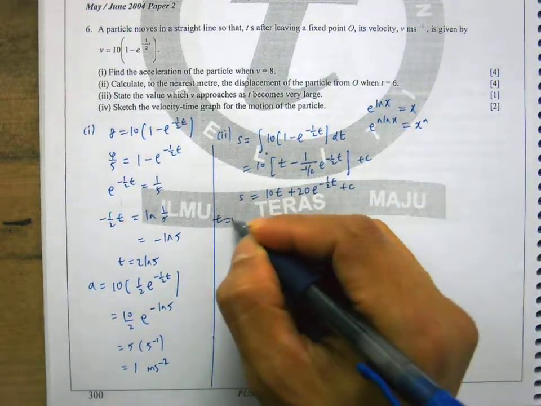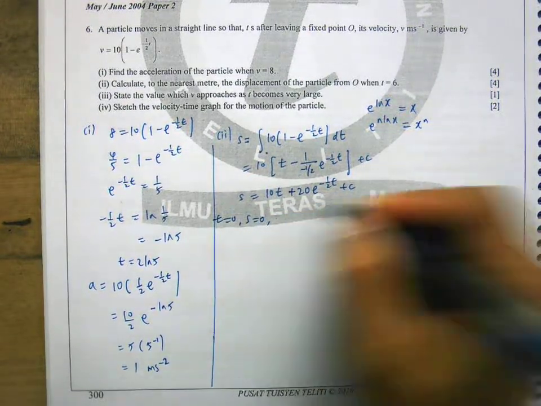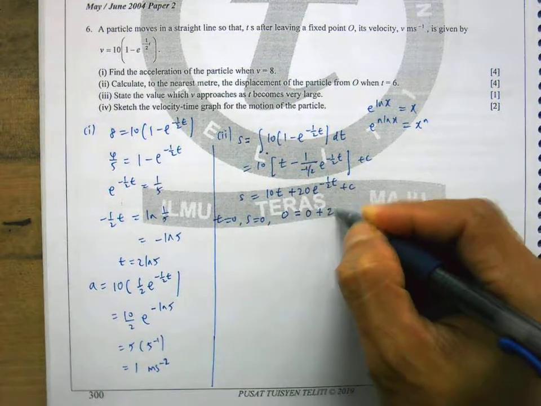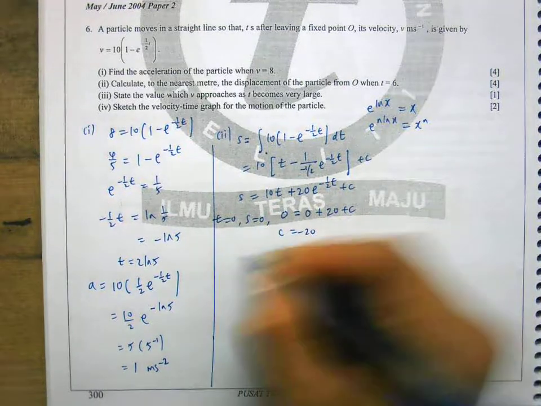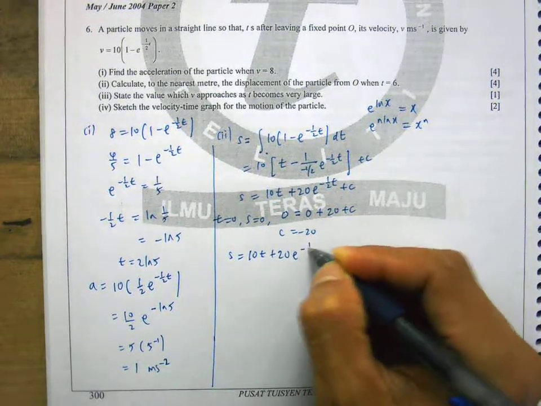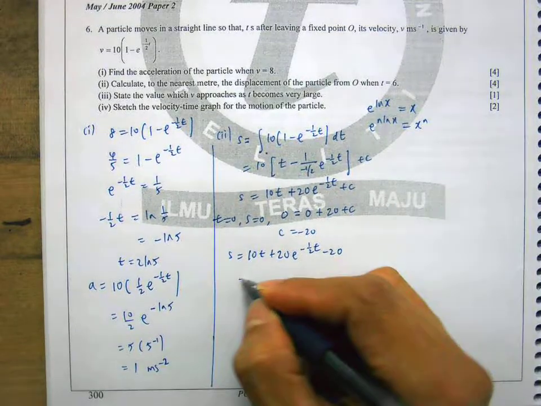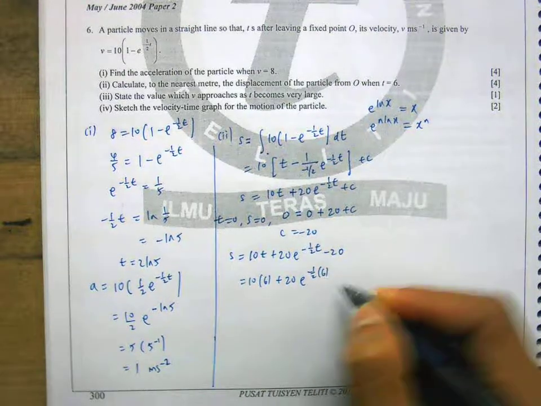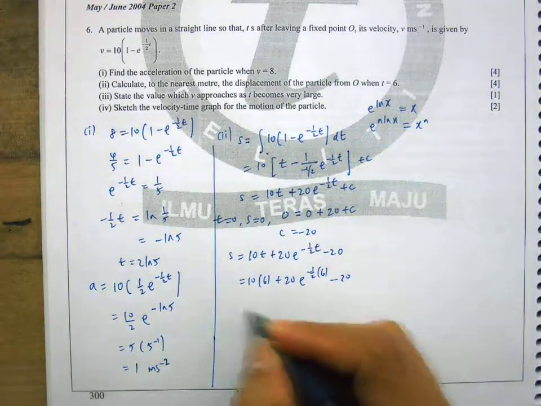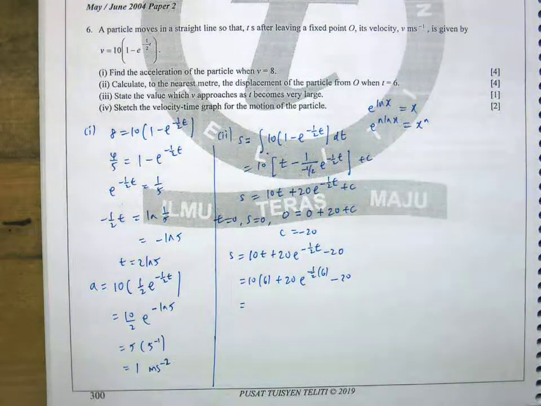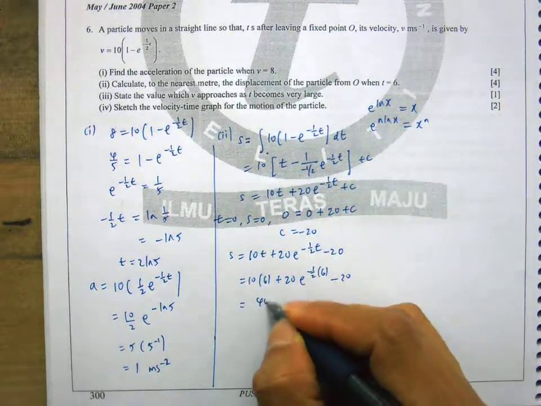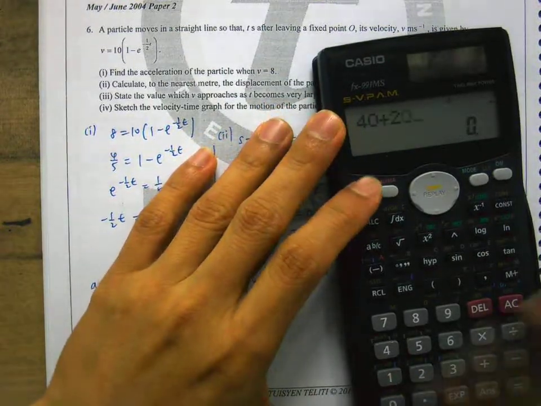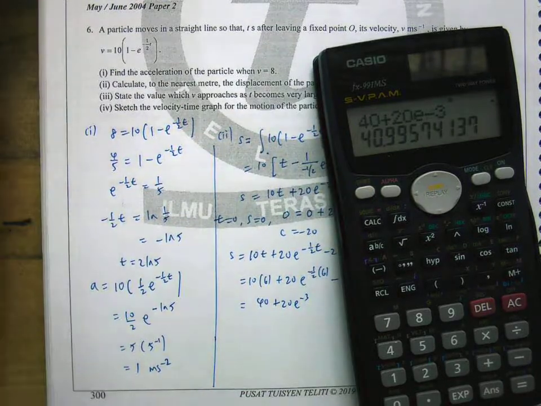When t is 0, s is 0. Is my c 0? I don't think so. This is 0, and this is 20. C is minus 20. But you need to find when t is 6, right? So we put 10 times 6, plus 20 e to the minus half times 6, minus 20. They say to the nearest meter. So if you use a calculator, 60 minus 20 is 40, plus 20 e to the minus 3. Okay, 40 plus 20 e to the minus 3. 40.9, so 41.